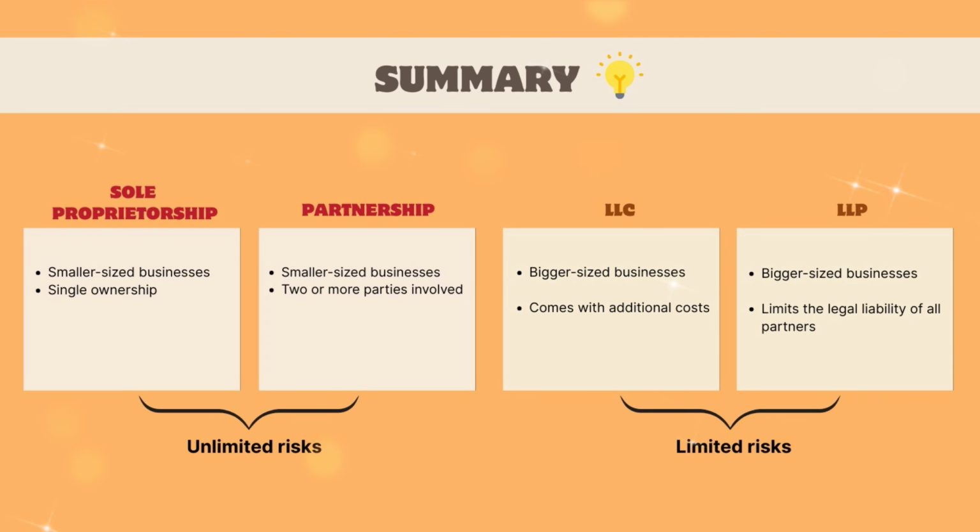Okay, let's summarize what we've learned in this video today. We looked at 4 structures: sole proprietorship, partnership, limited liability company, and a limited liability partnership. The sole proprietorship and the partnership are for smaller businesses, but you have unlimited risk. An LLC and a limited liability partnership are for bigger businesses, but have limited risk because they can separate the business assets from the personal assets. The structure you decide to choose is based on your revenue and your ability to grow your business, and also tax is a very important thing to consider.